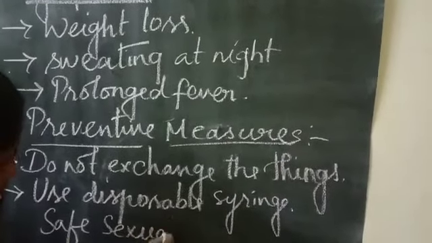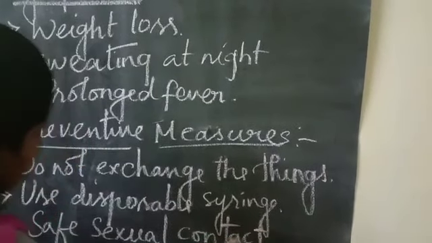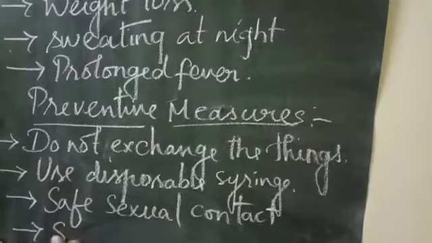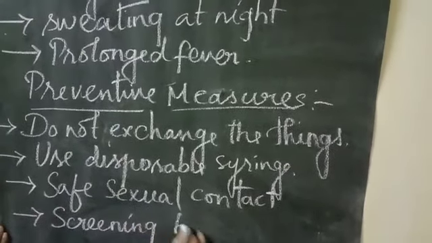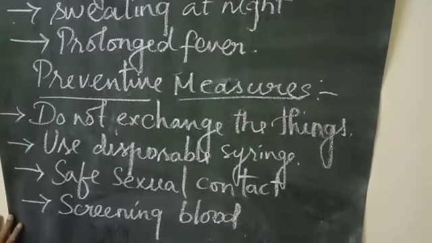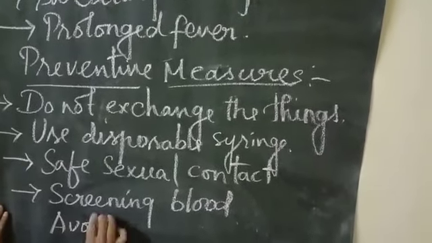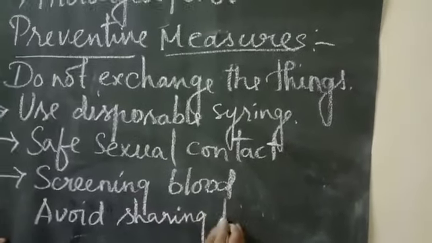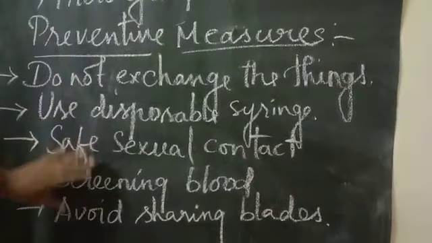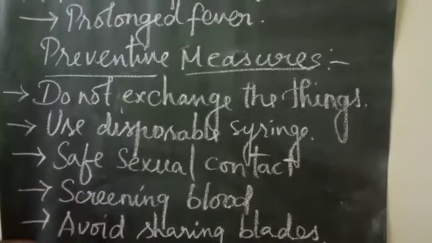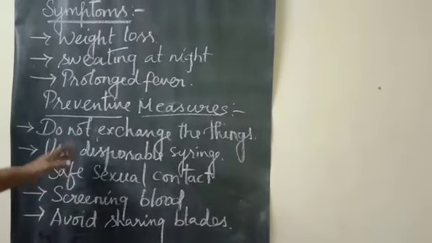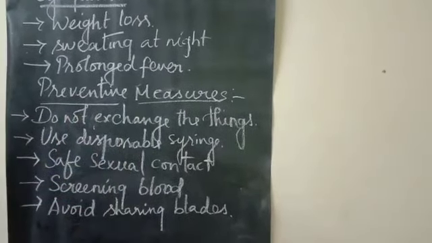And then safe sexual contact, and then screen the blood. Before going for blood transfusion, we have to go for screening of blood. Avoid sharing the blades. Clear? So these are all the preventive measures. Do not use the common toilet, and do not exchange the clothes. So many are there. If you maintain proper and good hygiene, we can avoid such diseases.